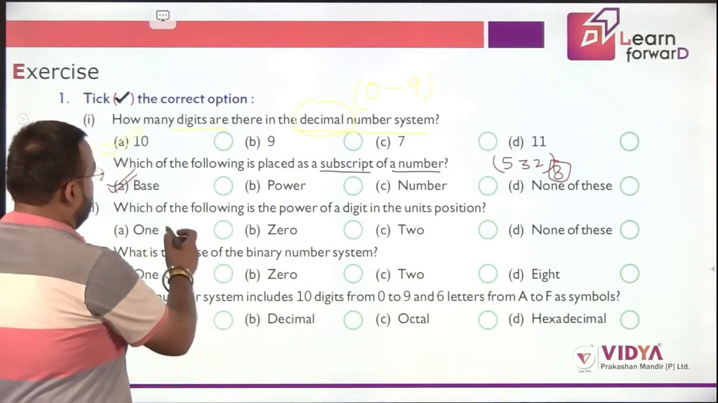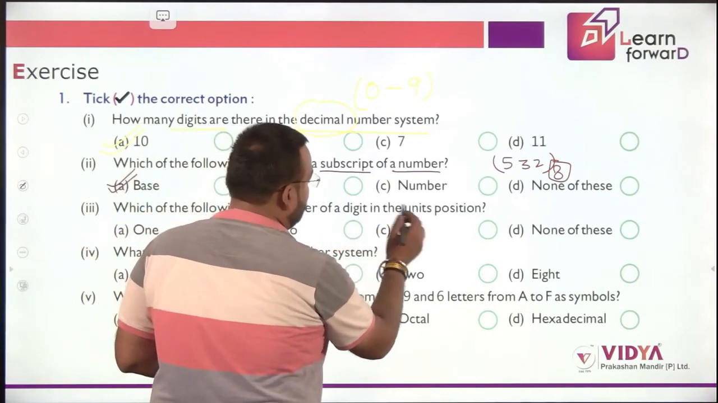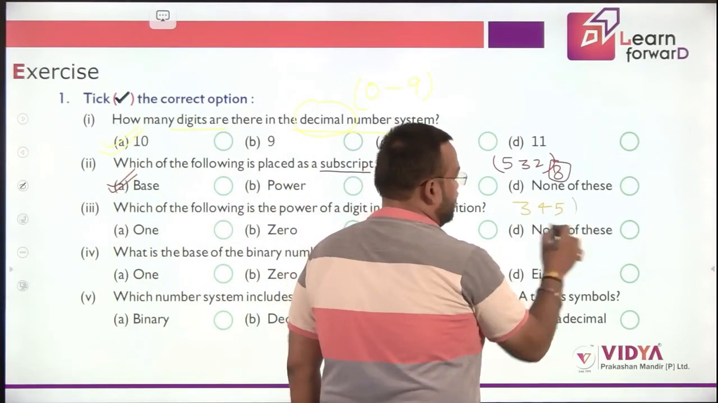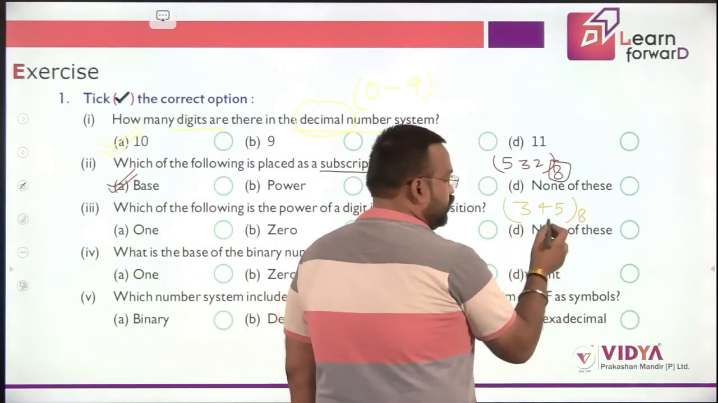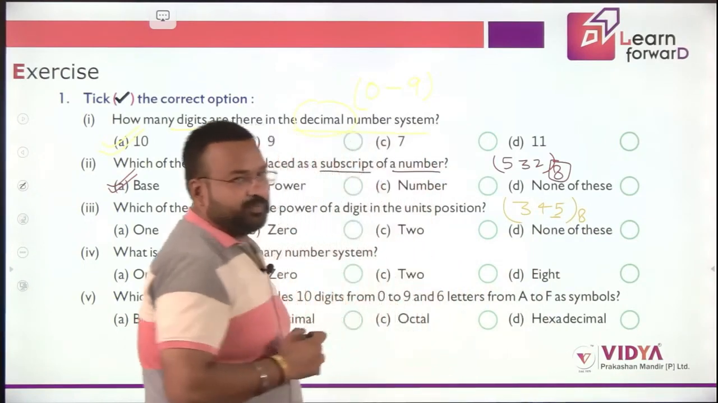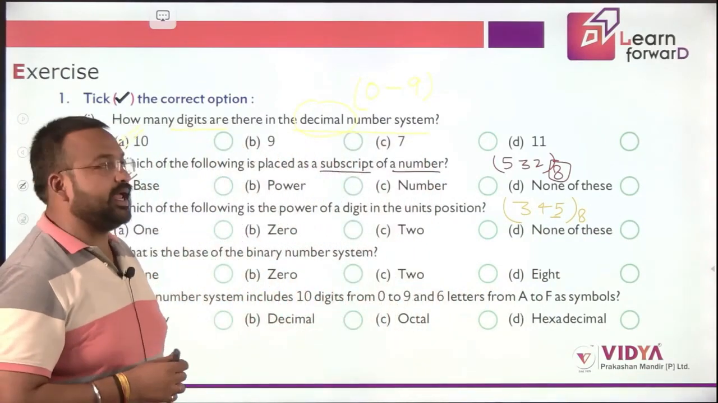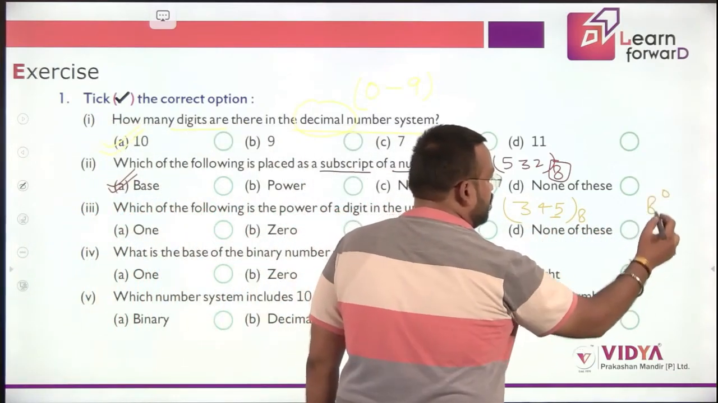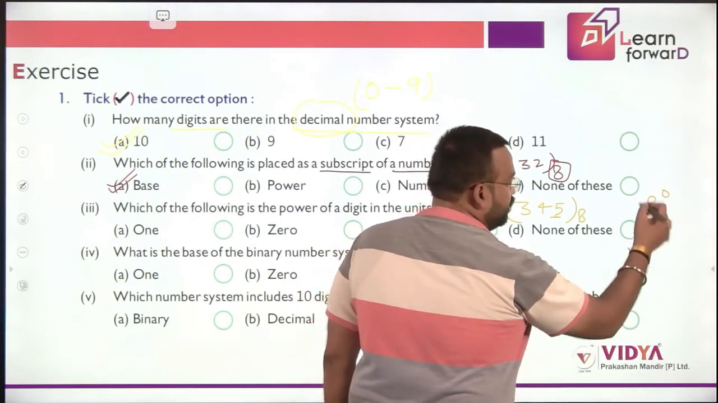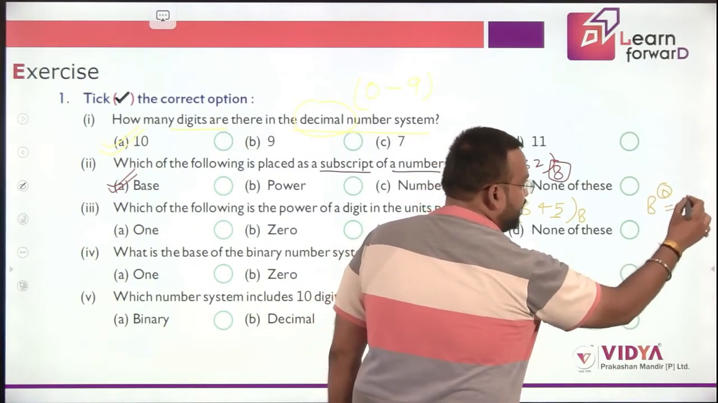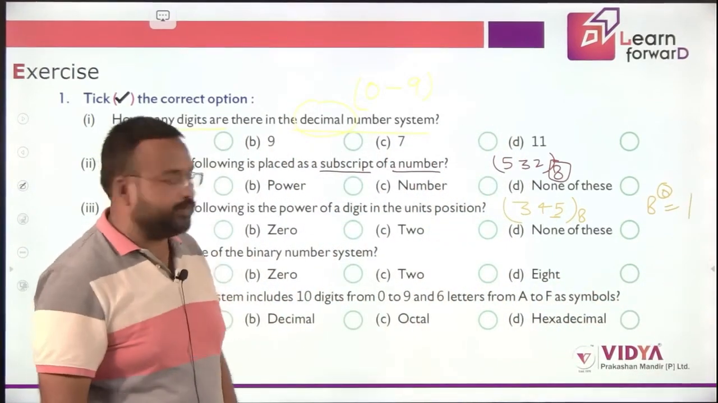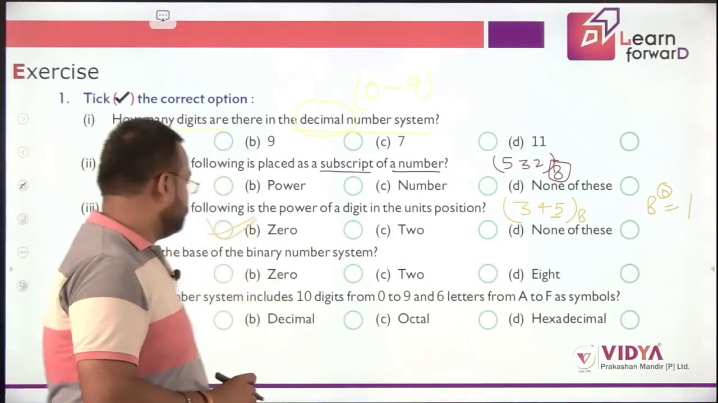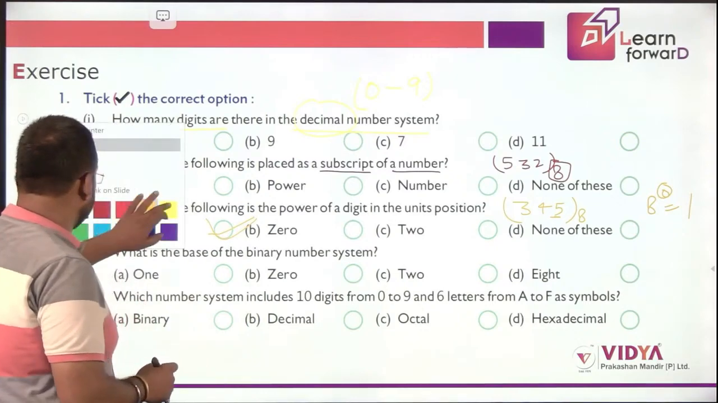Then we have: which of the following is the power of a digit in the unit position? Let's say we have a number 345 and the base is 8. The unit position would be this one. So what is the power generally? Whenever we are at the unit position, the power should be 0, because any number with power 0 is equivalent to 1, which represents our unit position. So the power of the digit would be 0. Let's move to the next question.